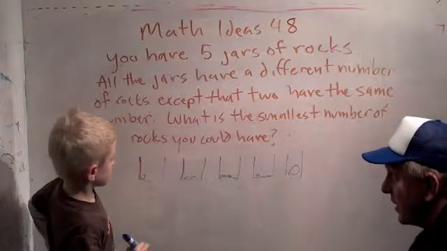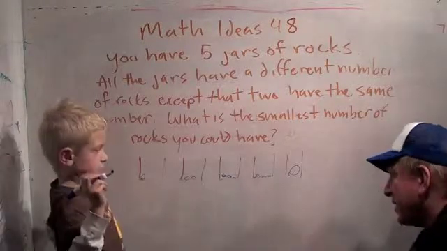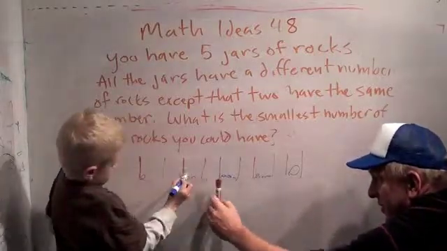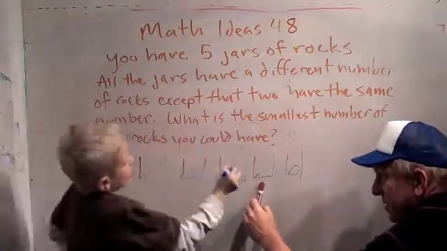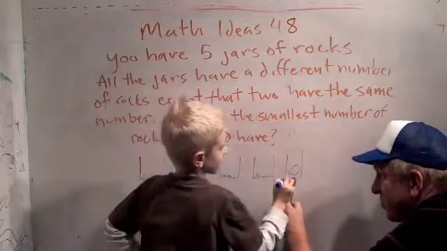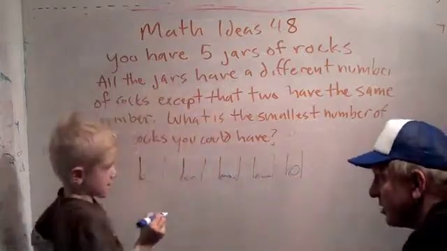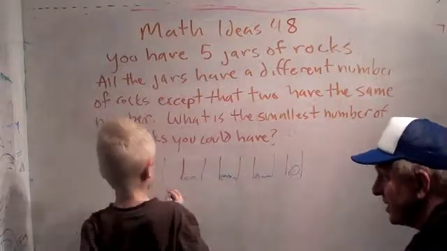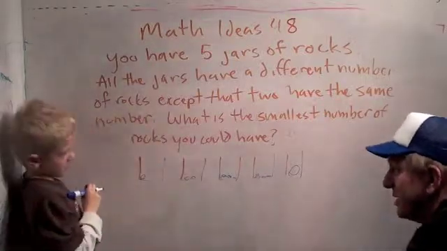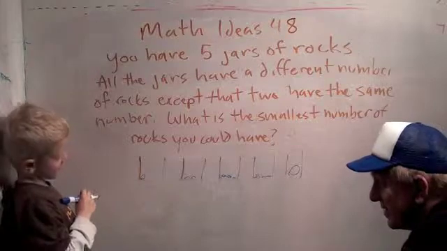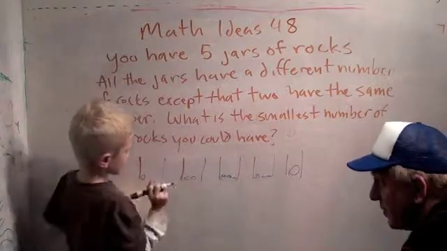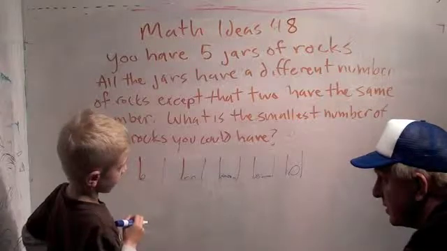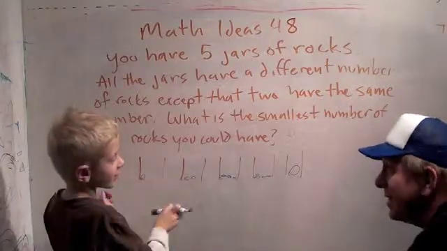Could we make it any smaller? You started with a small number, then you went to the next smallest number, and the next, and the next, and then you had the smallest duplicate. So is that pretty small? How many rocks is this? I'm sorry it's not 100. 6 plus 4 is 10, 11. 11!